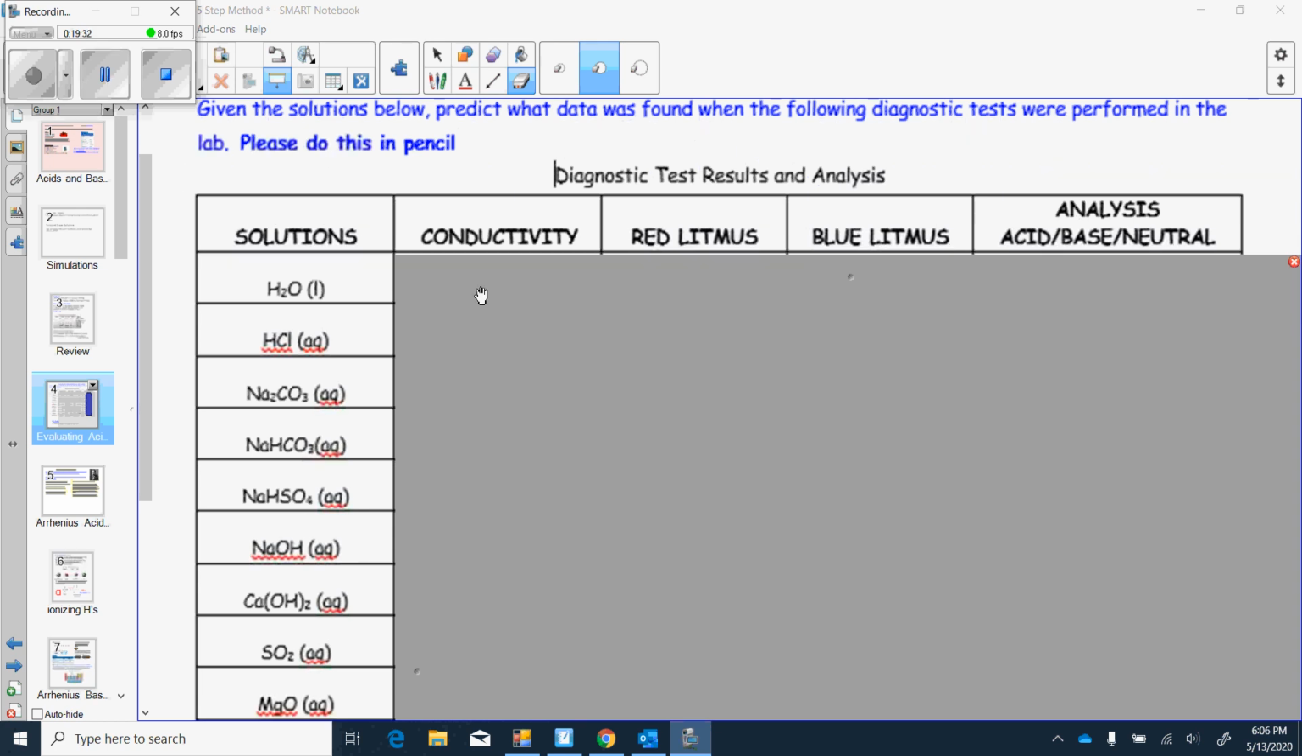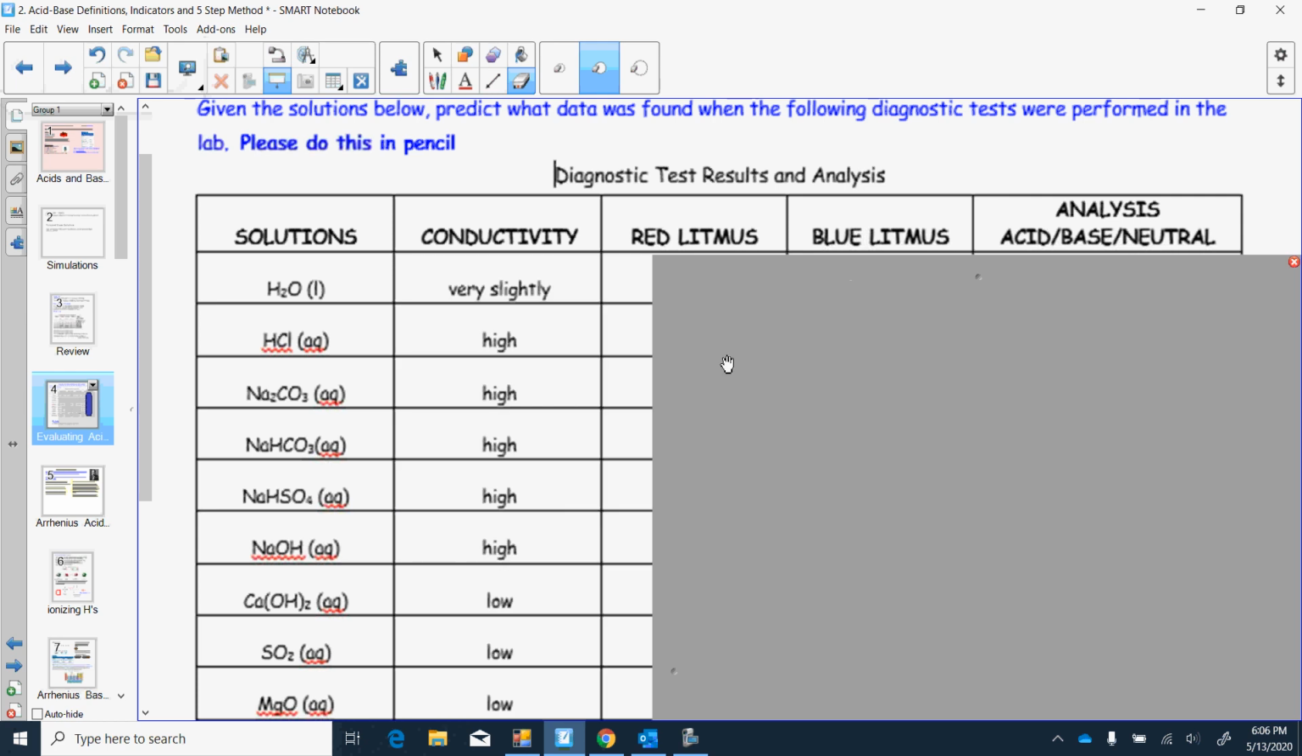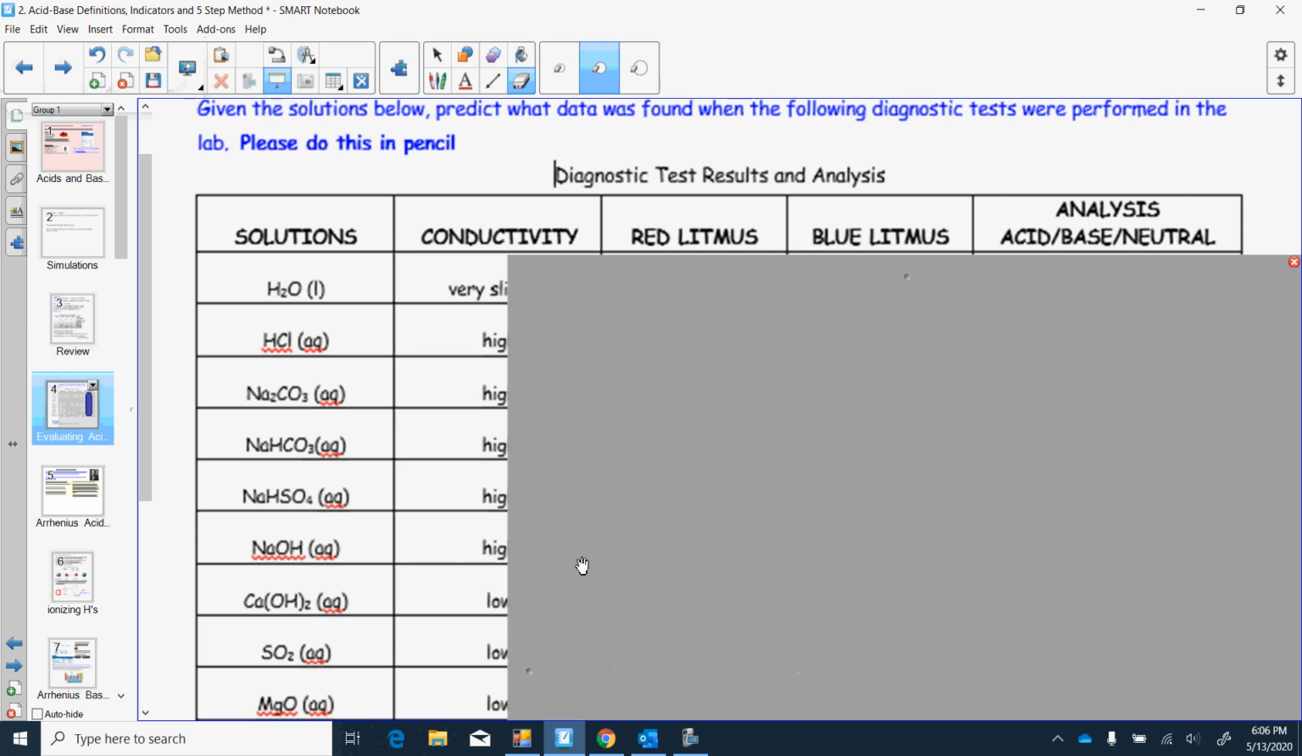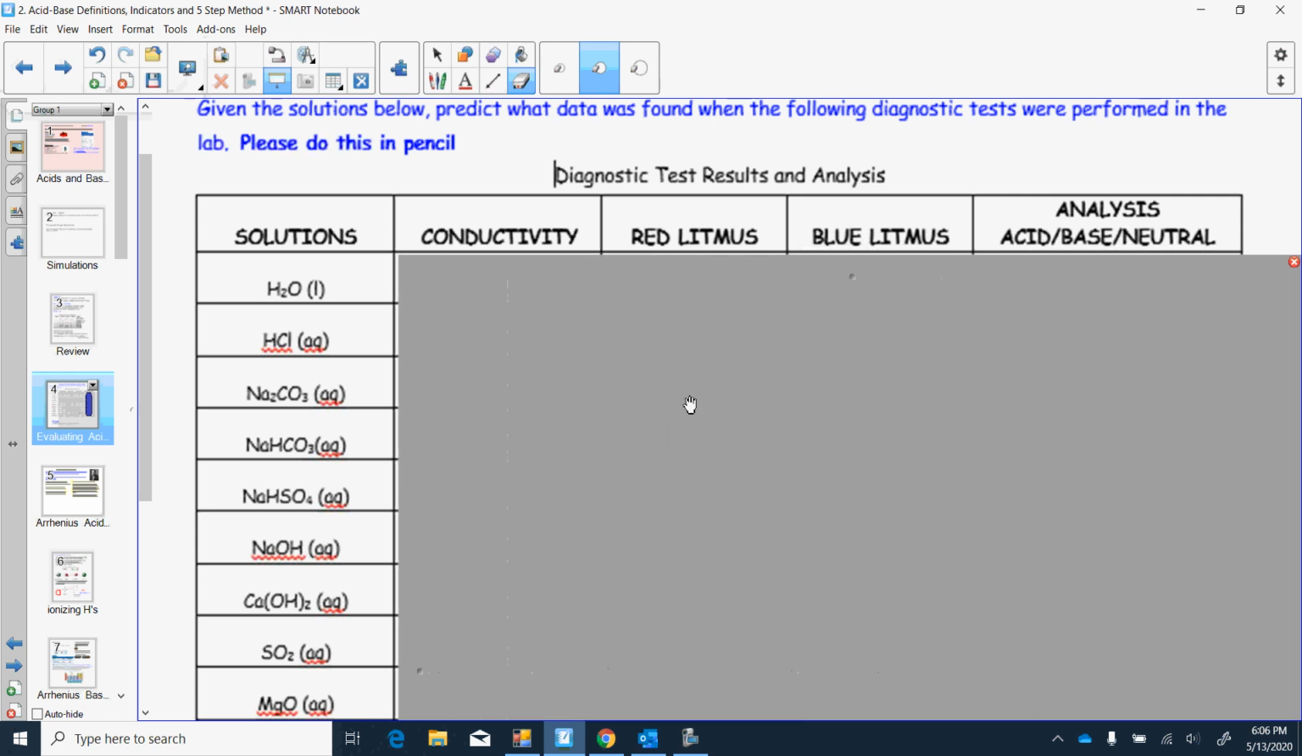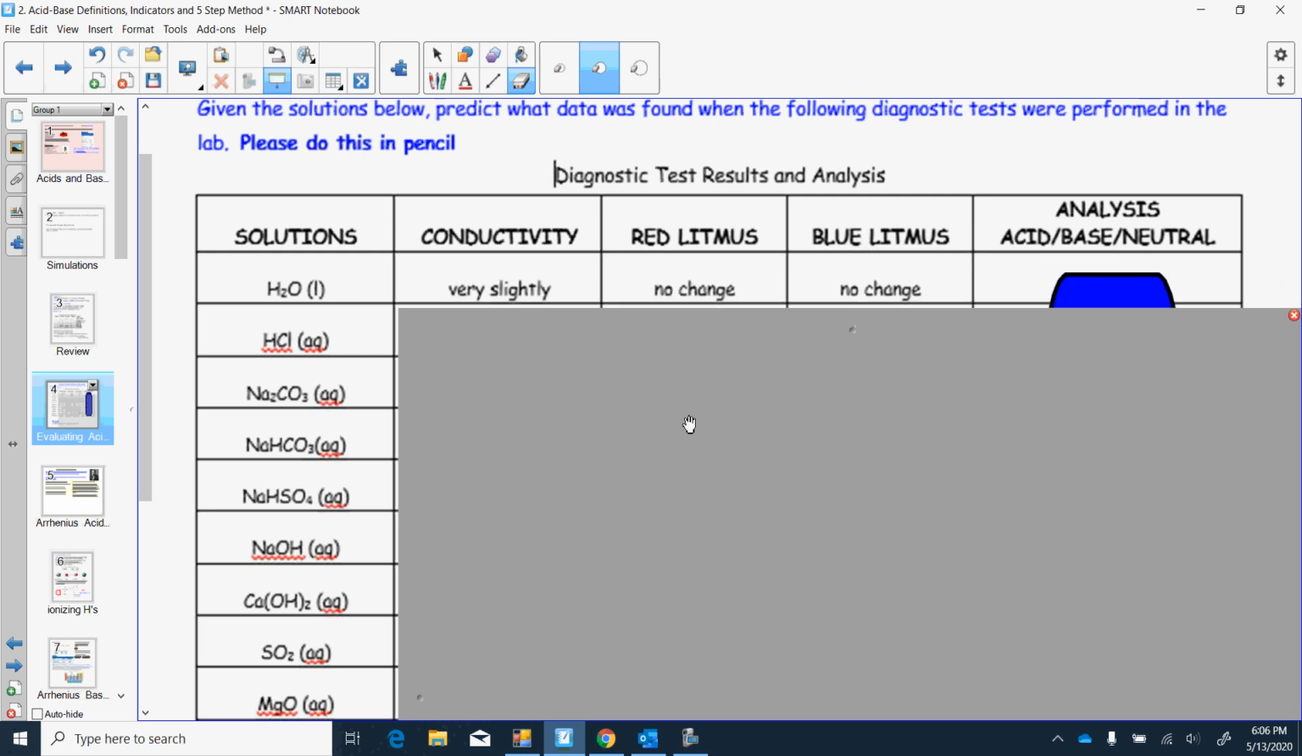All right, so now that you've paused and have come up with that, we're going to take a look at some tests here, okay? And the tests, I think we'll do it one at a time. So when we take a look at each of these solutions, our first solution is water. So you've predicted it as maybe neutral, I'm not sure. But when we look at our solutions here, no change, no change, that's a big hint. We're going to have a neutral solution, very slight conductivity, and it goes in as neutral.